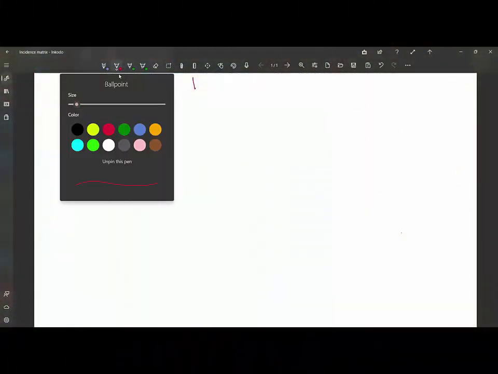So today our lecture topic is the incidence matrix, which is a part of graph theory. So this is the title, incidence matrix. Basically, an incidence matrix is a matrix which represents the edge and vertex relations of a graph.